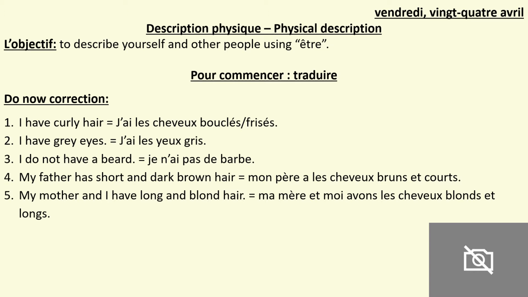Okay, numéro 4. My father has short and dark brown hair. Mon père a les cheveux bruns et courts. The colour always comes first in hair description. So always the hair colour and then the description after. Numéro 5. My mother and I have long blonde hair. Ma mère et moi avons les cheveux blancs et longs. Remember, colour first and then length and description of hair afterwards always.